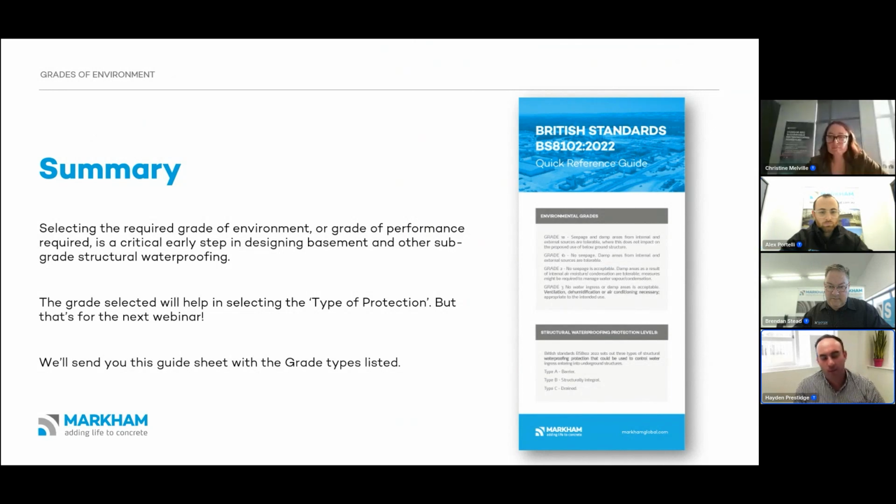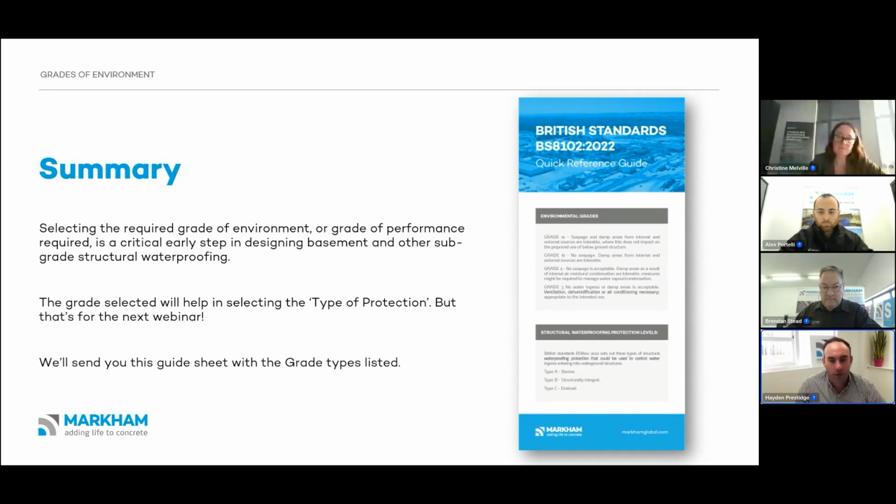Just to reiterate, it's super important to select and agree on the grade of environment, the performance grade, early. Get familiar with it, and ask those tough questions at those early design meetings: what grade are we accepting? Even pull up some images of seepage and ingress and say, is this what we want? A bunch of us are visual, and we need to be able to reference that. So even having that sort of documentation in your project files is helpful.